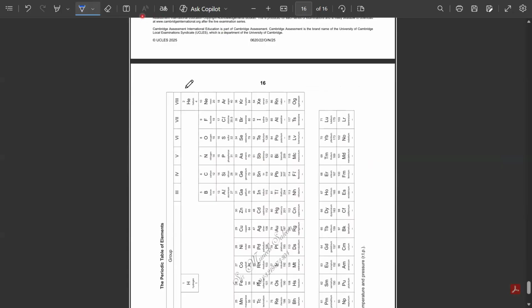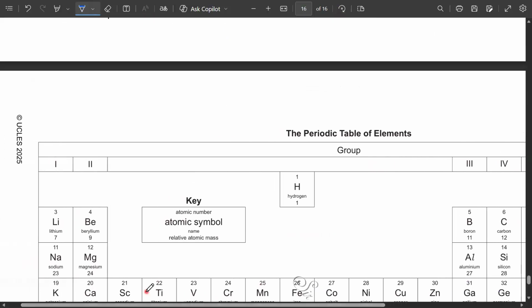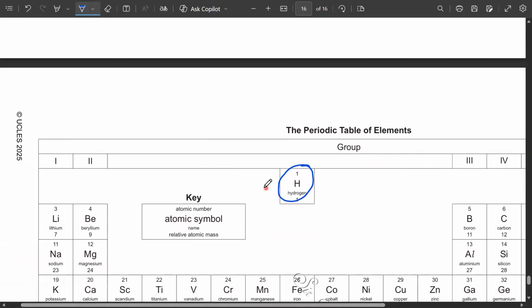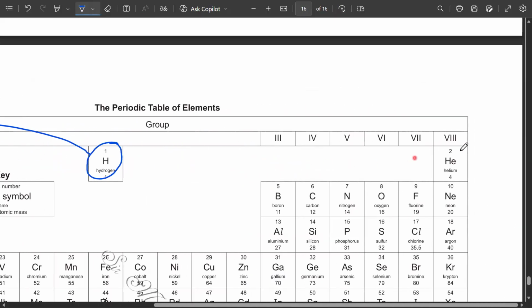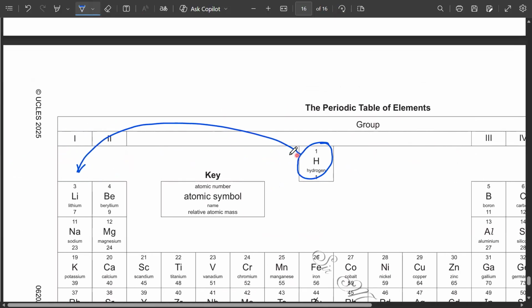So right over here, just look at the elements of group 1. They have deliberately represented hydrogen in the middle of the periodic table, but you should remember this belongs to group 1. Why? Because atomic number 1 should start from here, and atomic number 2 is over here. This is atomic number 2. So this is the first element of group 1.